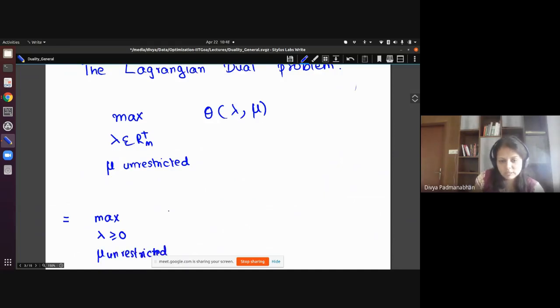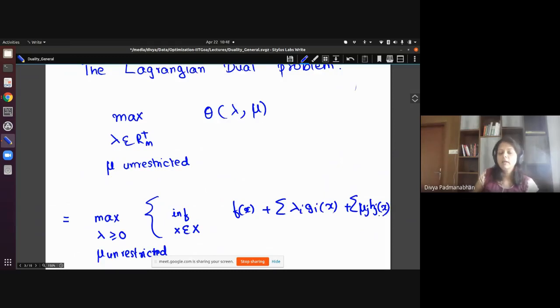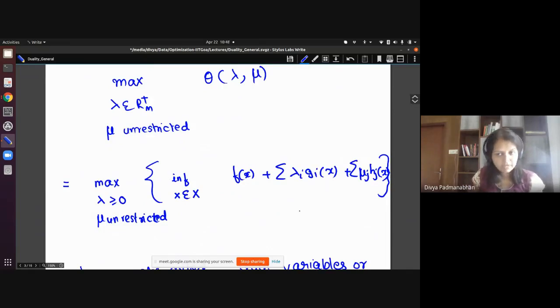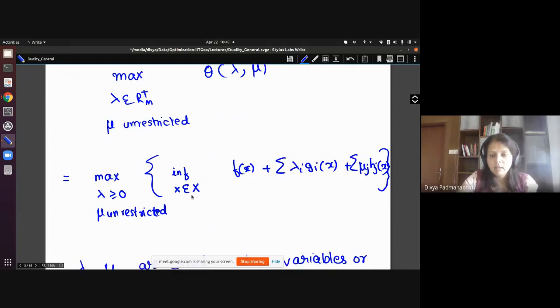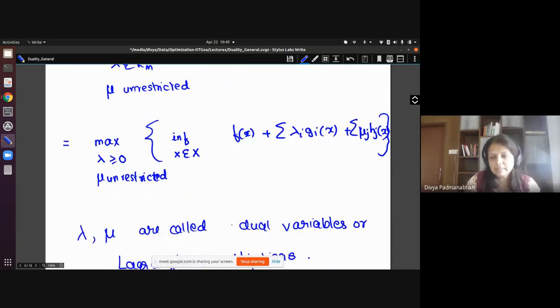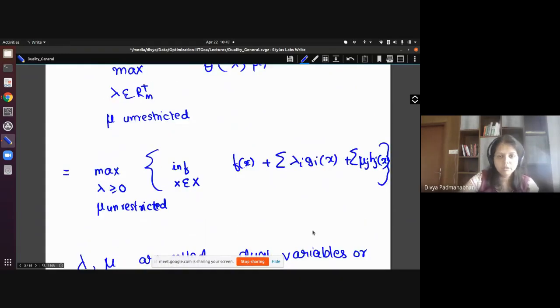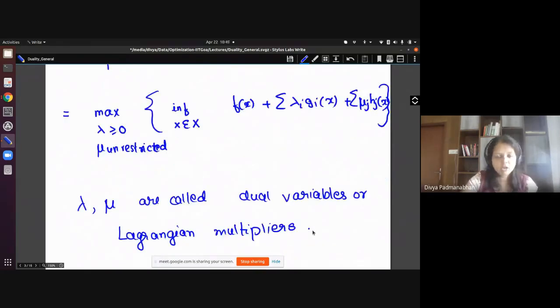This theta of lambda mu is again an inf problem. It's an inf over all x in capital X of f of x plus summation lambda i g i x plus summation mu j h j x, that is just the Lagrangian. So it's actually a two-stage problem where for a fixed lambda you find this inf problem, and then you find the best lambda which maximizes this inf problem. It's a two-stage problem, right? For this reason, lambda and mu are called the dual variables because those are the variables for the dual problem, and they're also called Lagrangian multipliers. This we already saw when we did KKT conditions.